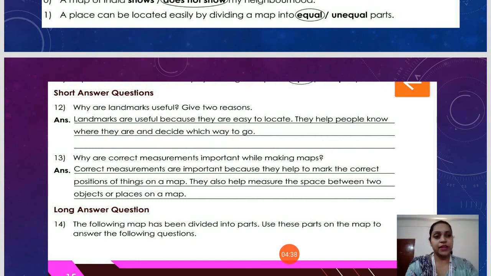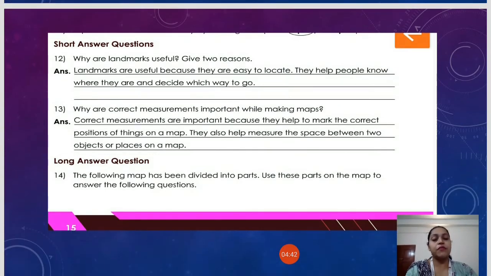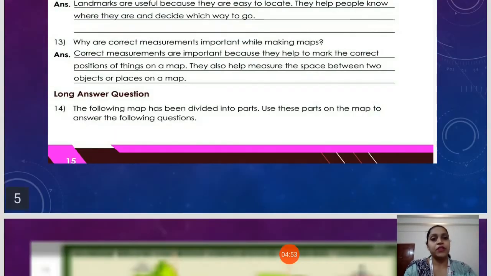Okay, children, so is it clear? Okay, then we come to the long answer question, which is the following map. In the next page you can see a map has been shown. The following map has been divided into parts. Use these parts on the map to answer the following questions. So this map has been divided into some parts.